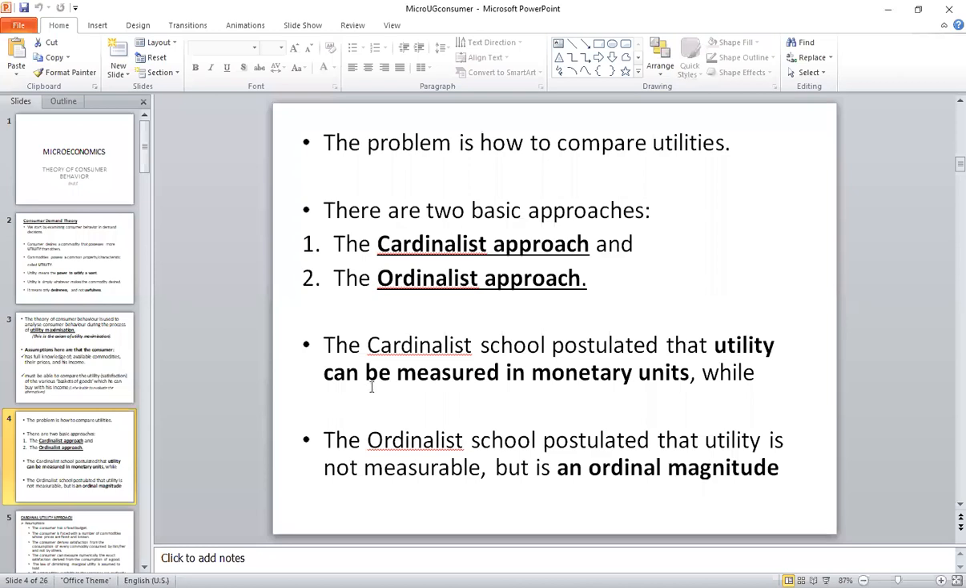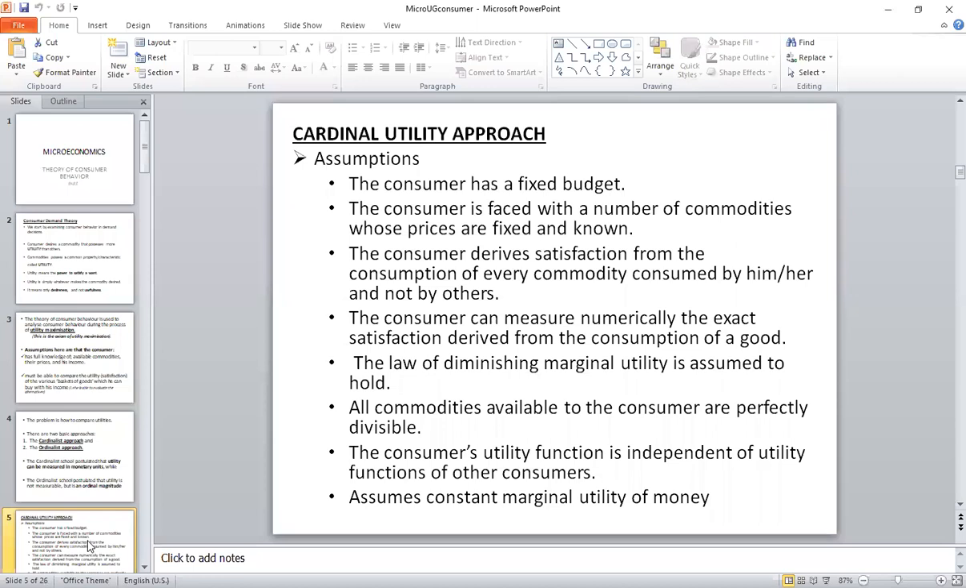In other words, the individual can rank commodities according to satisfaction. So we start with the cardinal utility approach. We have the assumptions, which you all know. The consumer has a fixed budget. In other words, we assume that the income does not change, it is fixed. The consumer is faced with a number of commodities whose prices are fixed and known. From that assumption, he has full knowledge of the prices. So we assume that the prices are known and fixed.